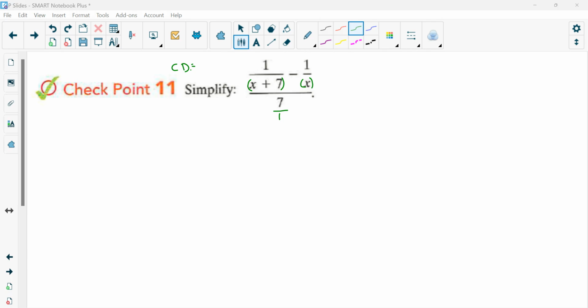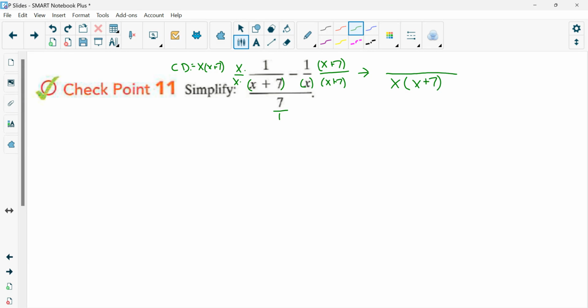Elliot, what do you think our common denominator for the top is going to be? Perfect. So that means the first fraction's missing the x. So I multiply the first fraction by x over x. The second fraction's missing the x plus 7. And I don't have to worry about doing anything on the denominator right now. So I'm going to end up getting here on our common denominator on the bottom, x times x plus 7.